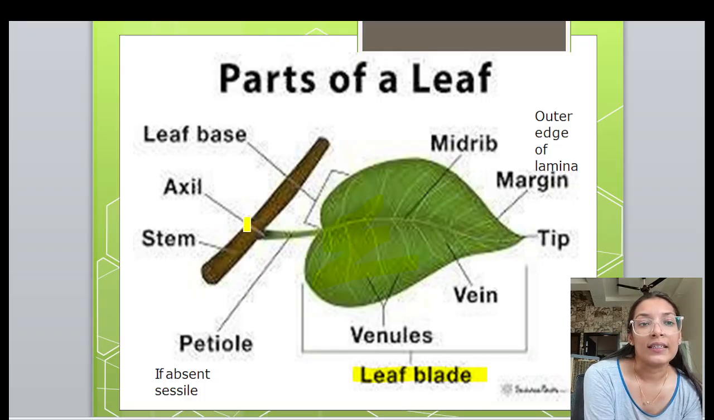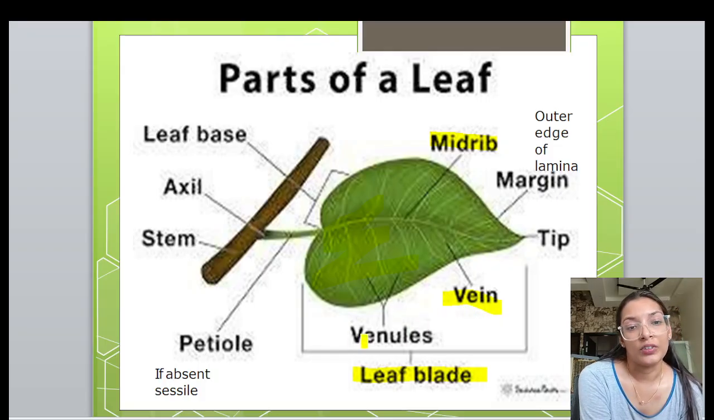Now you can see that there is a middle vein which is dividing the leaf into two parts. This middle vein, which is dividing the leaf blade into two parts, is called the midrib, and arising from the midrib are the side veins, and further from the veins, the branched structures which are developing are called venules.